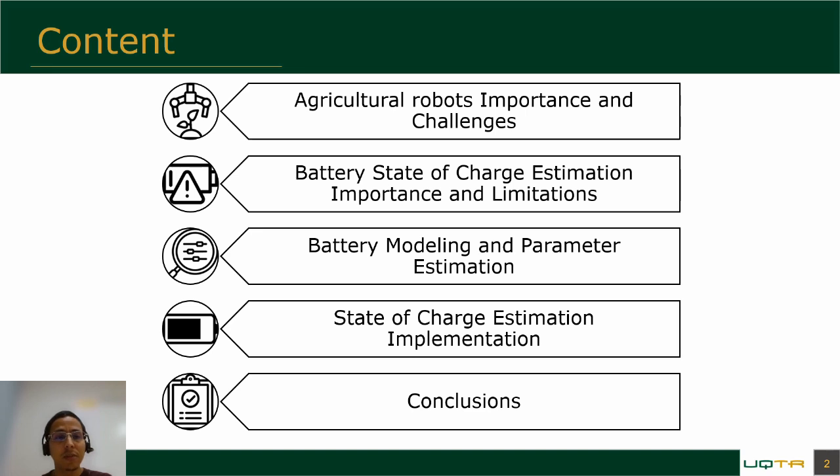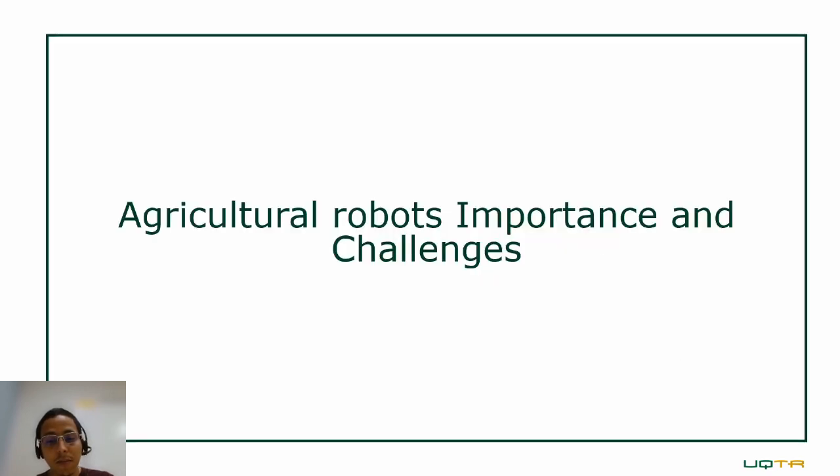First, I'm going to present you the importance and challenges of agricultural robots. Then, I will explain the importance of the battery state of charge estimation and the challenges related to an accurate estimation. After that, I will show you two equivalent circuit models and several parameter estimation methods. Then I will present the result of the state of charge estimation implementation, and finally I will share with you the conclusions of this work.